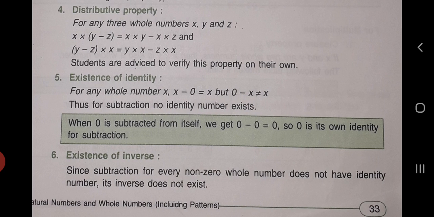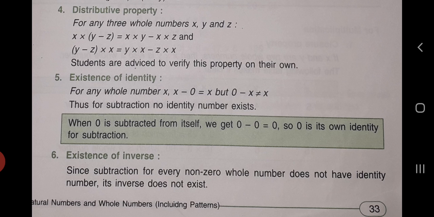Next, coming to the existence of identity. For any whole number x, x minus 0 is equal to x, we all know, but 0 minus x is not equal to x. For example, if we take any number 4, so 4 minus 0 is equal to 4, which is a whole number, but 0 minus 4 equals minus 4. Minus 4 is not a whole number and it is not equal to 4.